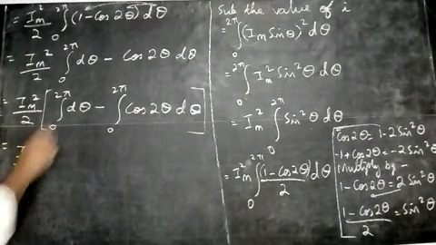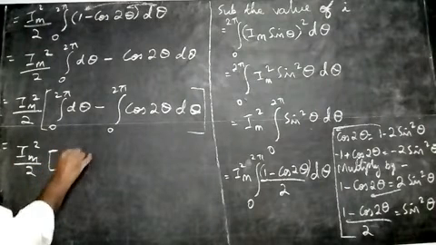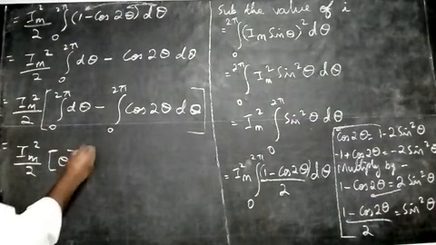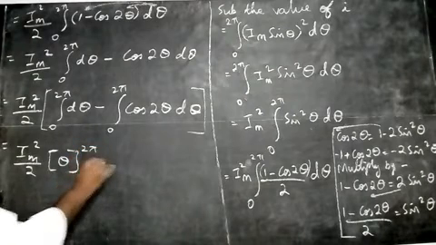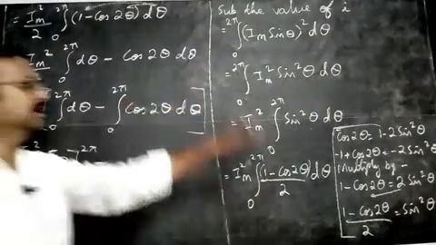The integral of d theta will be theta only. So we get here theta, from the lower limit 0 to the upper limit 2 pi, minus the second term. Let's see what the second term is. How to write this term? Cos 2 theta. Let me erase the right side now.